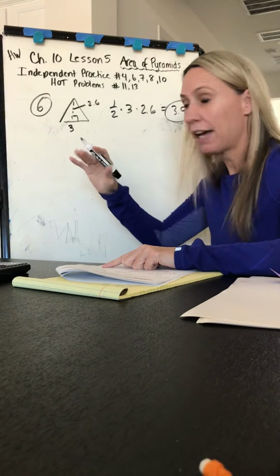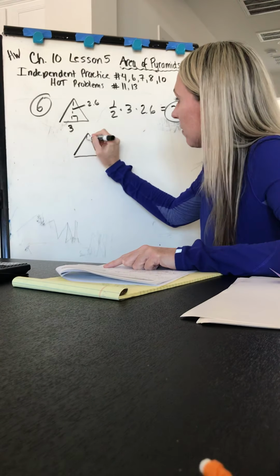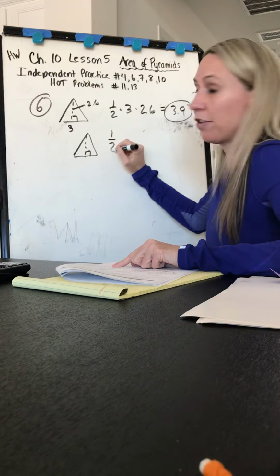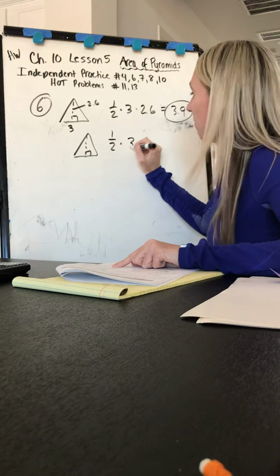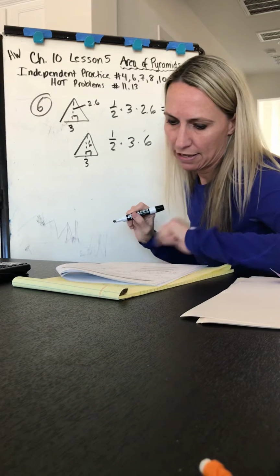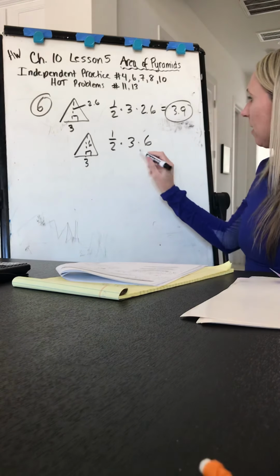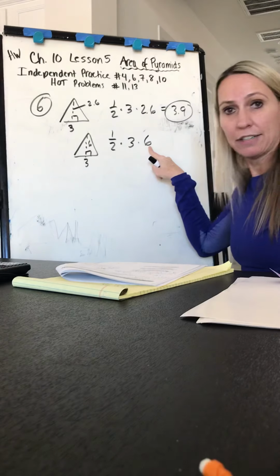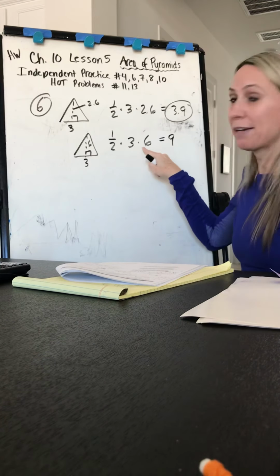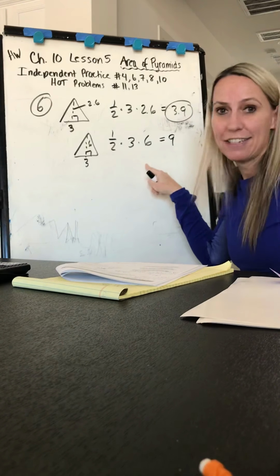And then off of that, we're going to have 3 triangles, and those are called the lateral faces. We have 1/2 times 3 times 6. So this is 3 and that is 6. And you could either do 1/2 of 6, which is 3, 3 times 3 is 9. You can also do 3 times 6 is 18. Half of 18 is 9.